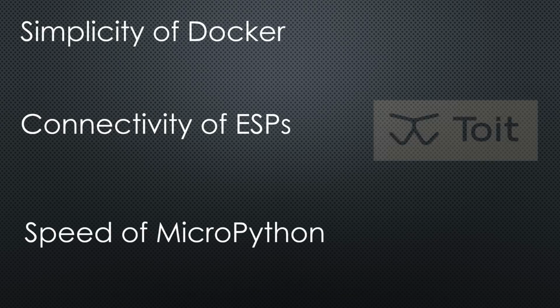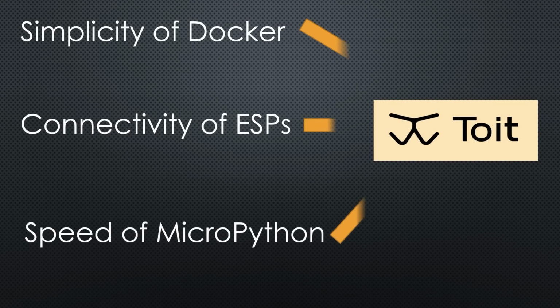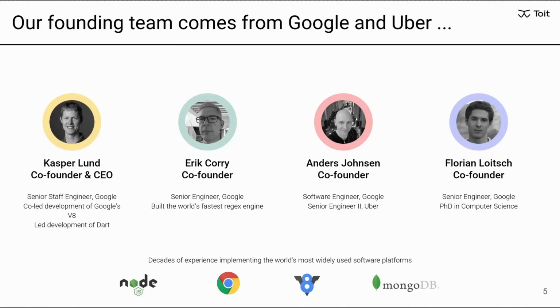A small startup tries to combine these three concepts into one. The company and the product is called Toit, and its founders come from Google and Uber. So in this video we will test Toit to see if it is really the coolest kid on the block.